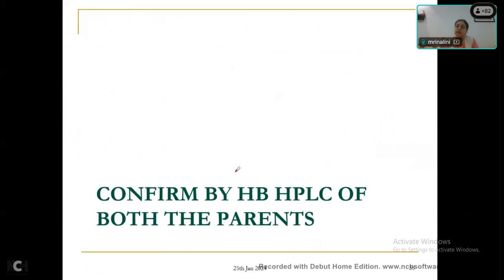So when you look at any HPLC, you should always also know about the clinical history of the patient, and when you have an abnormality, always do a family study. And before doing all this, also always rule out whether the patient has received any blood transfusion or not, because that is going to alter your HPLC.